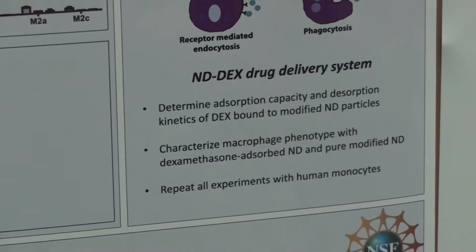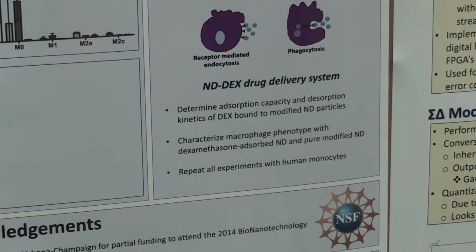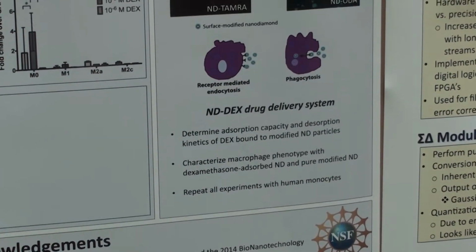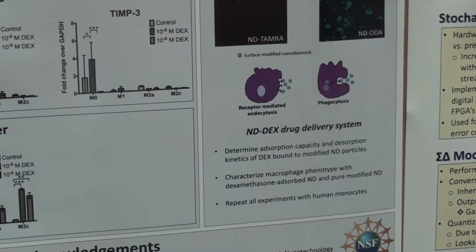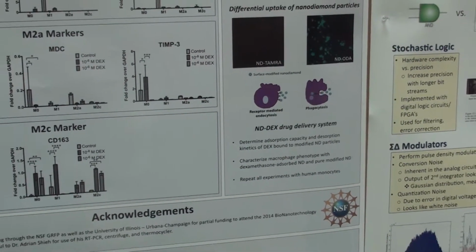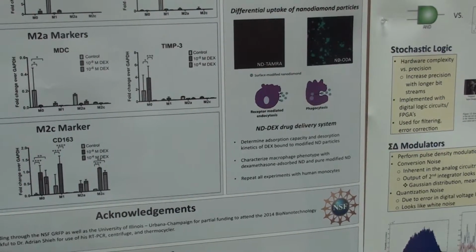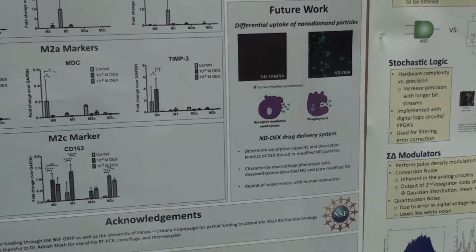So I'm also going to look at the adsorption and desorption properties of dexamethasone onto diamonds, and characterize the phenotype using different types of diamonds. And of course, I would personally like to repeat all of this with human macrophages so that it becomes biologically relevant.